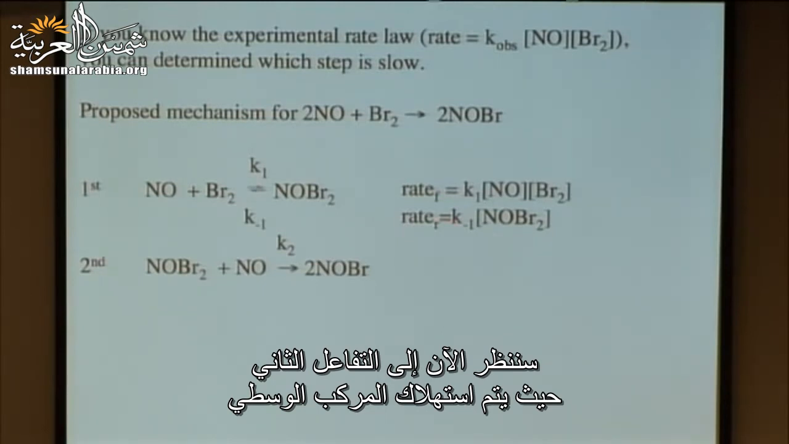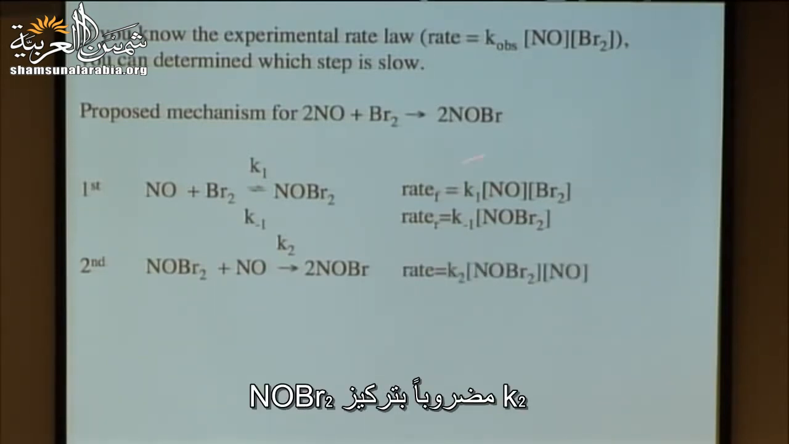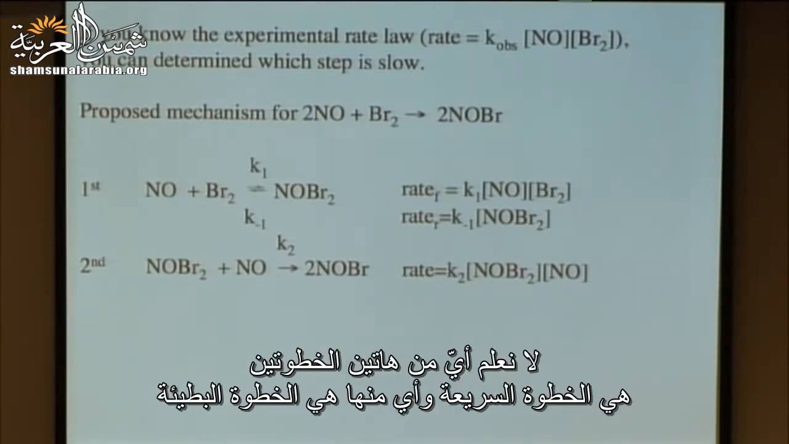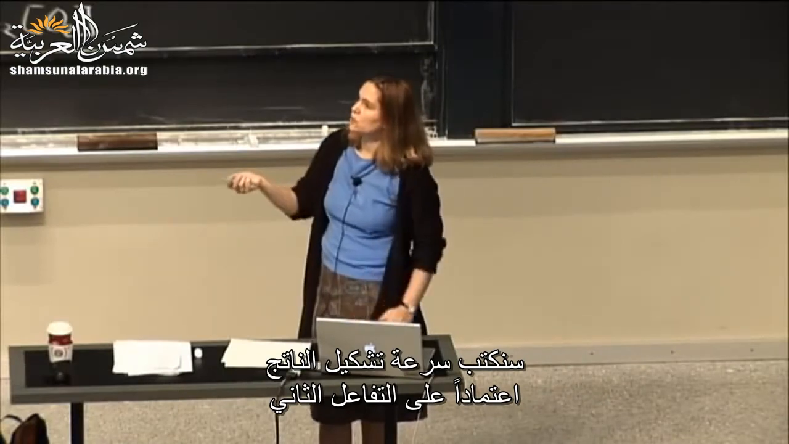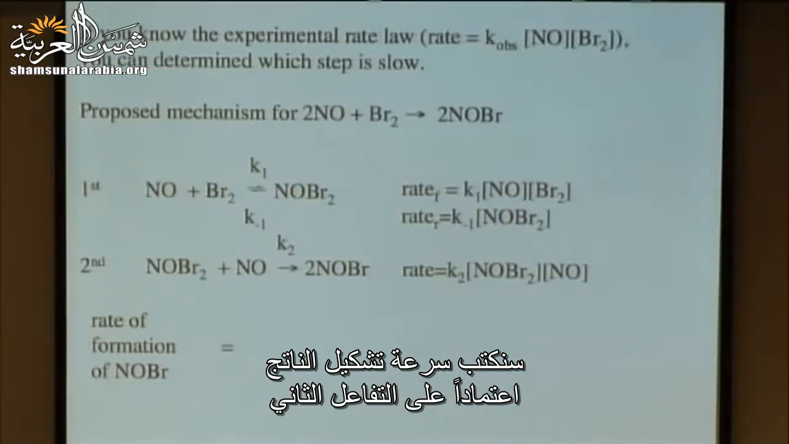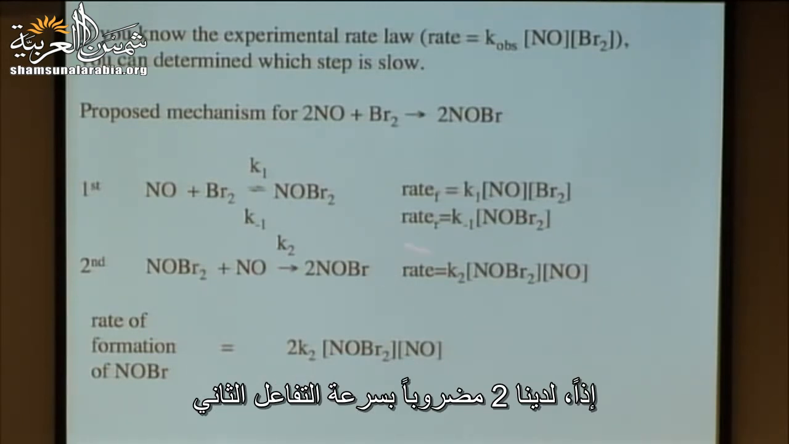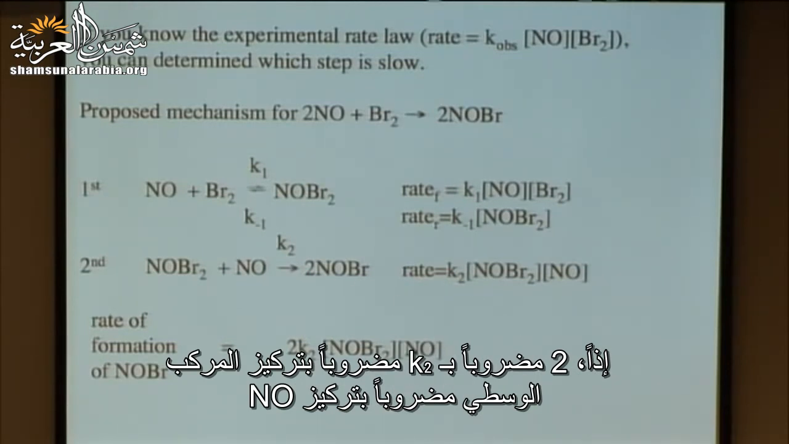Now we can look at step 2, where our intermediate is being consumed. And the rate would equal K2 times the concentration of the intermediate NOBr2 times the concentration of NO. All right, so we know nothing now about fast or slow steps. So we can write the formation of our product just in terms of this second step. And again, there are two molecules being formed, so we have a 2, and 2 times this rate for this second step, K2 times intermediate times NO.